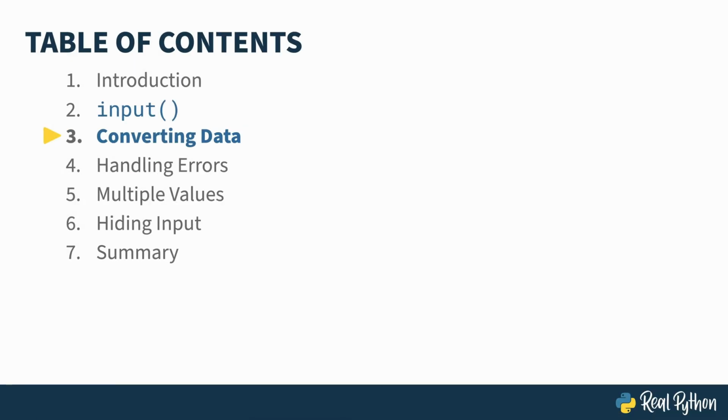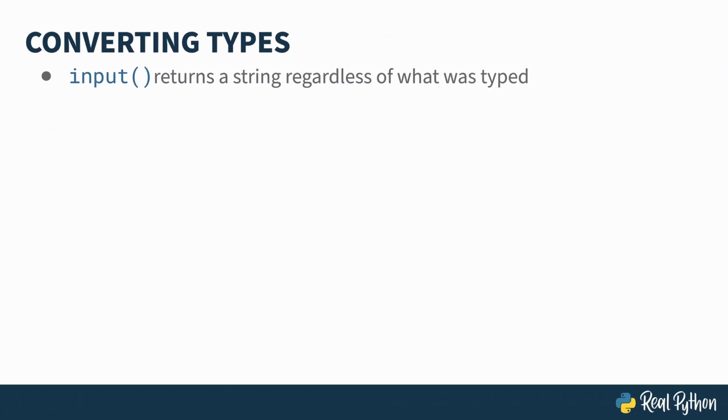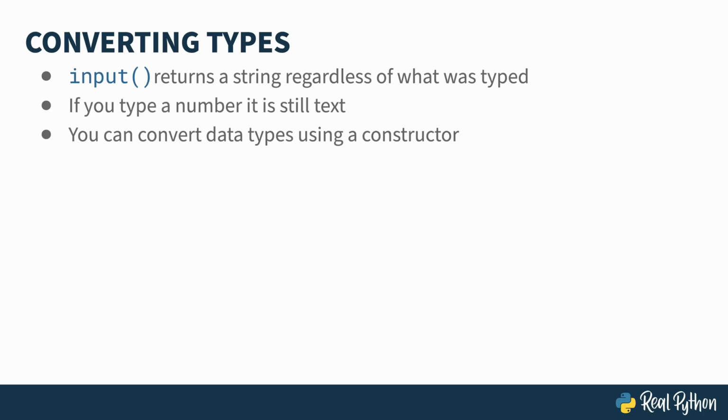In the previous lesson, I introduced the input function. In this lesson, I'll show you how to convert its string responses to other data types. When you ask the user to type something in, they're always typing text, even if that text is numeric digits. So if your program actually needs an integer or a float, then you have to convert the string into another data type. You do this with data type constructors.